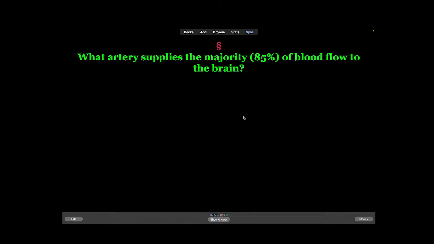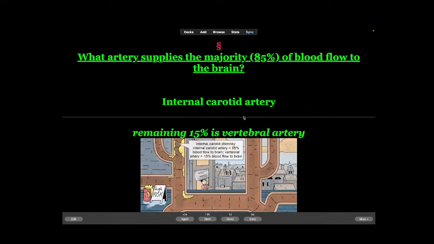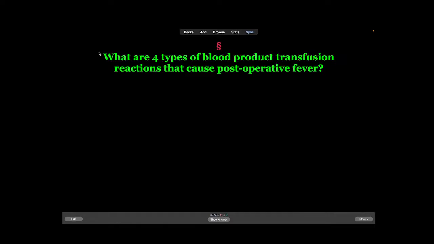Which artery supplies a majority, 85%, of blood flow to the brain? Internal carotid artery. Okay, internal carotid artery is about 85% of blood flow to the brain.